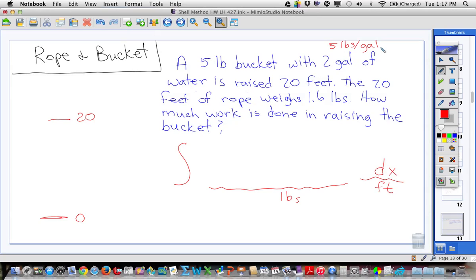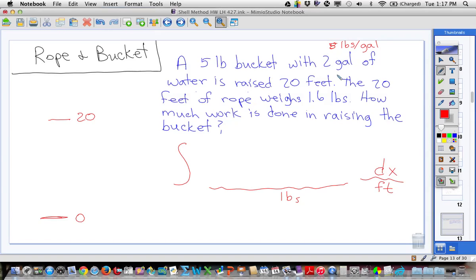Oh yeah, in water, right? Yeah, I think I've got something on the density of the... It's more like 8 pounds per gallon. Yeah, let's use that. Let's use 8 pounds. I think that's more accurate.